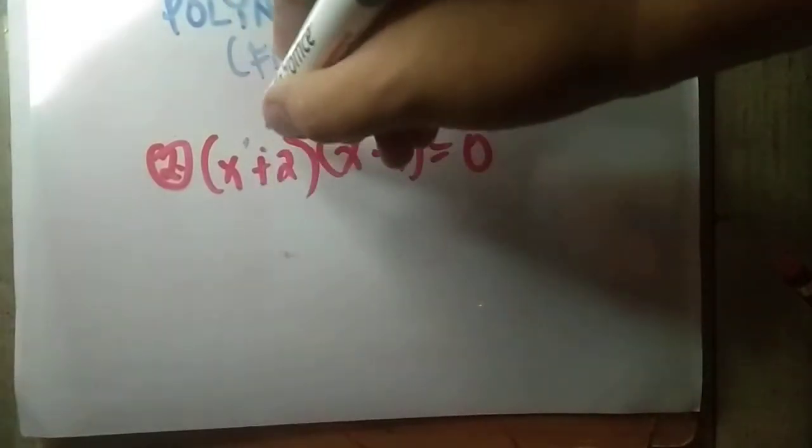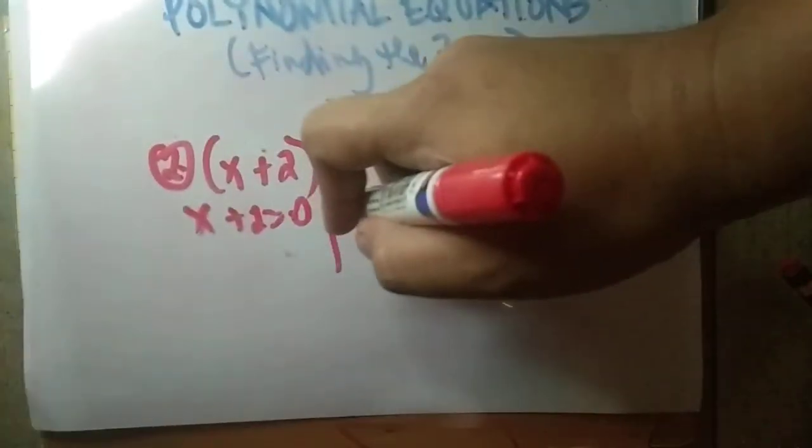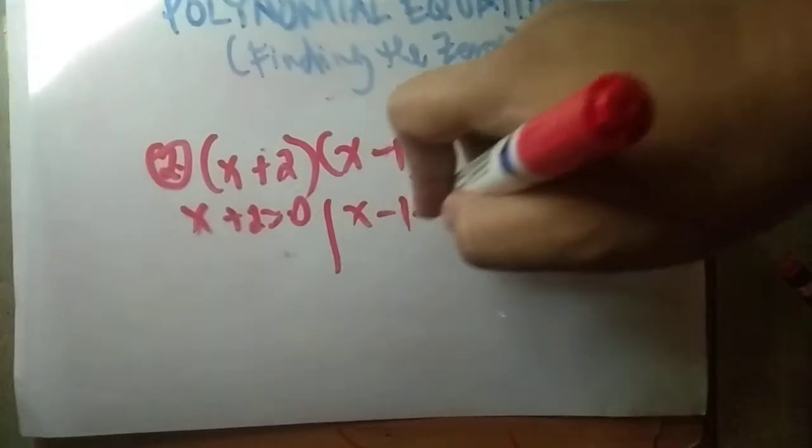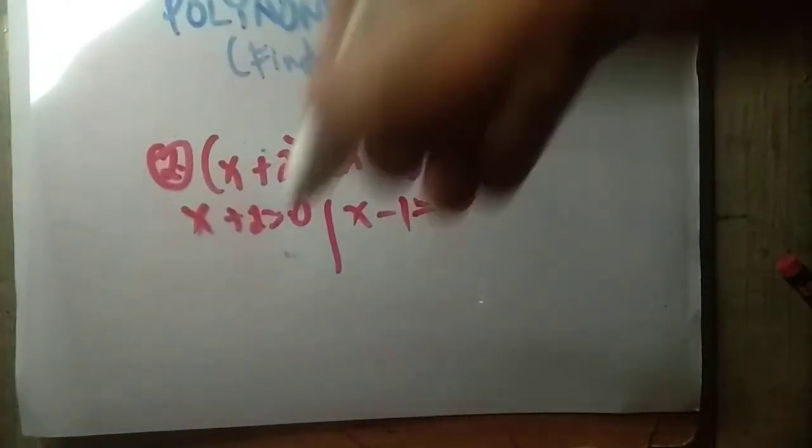So, the idea here is that you have your two factors here already separate. You will just be separating them and you will equate it to 0. Kaya nga tinawag siyang zeros, yung value ng x dito. So, x plus 2 would be equal to 0. And for the other one, x minus 1 is equal to 0. And then you will just look for the value of x here.